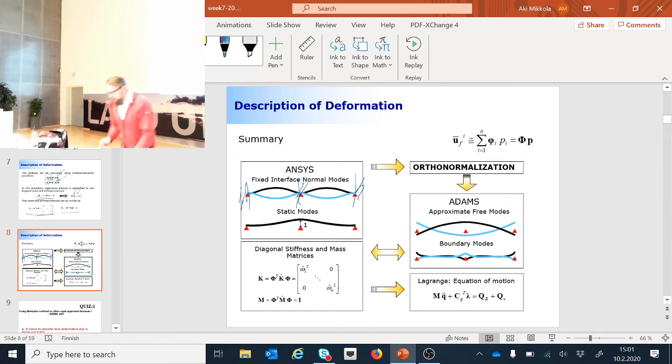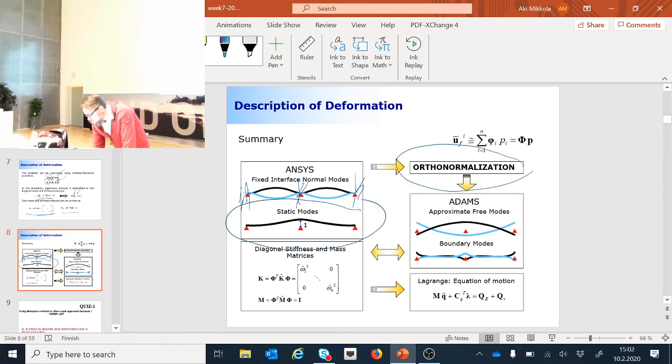All right? Then I have another set of modes, which is static modes, and then I'm using this monster that is called orthonormalization. Now, if I'm asking in a written exam, what is orthonormalization? Can you answer that? Kind of. No way. You want to vote that off? Yeah, you can do that too.